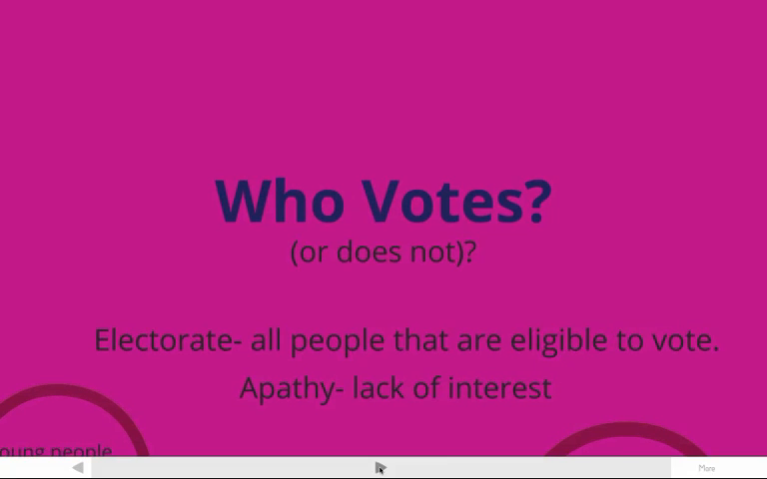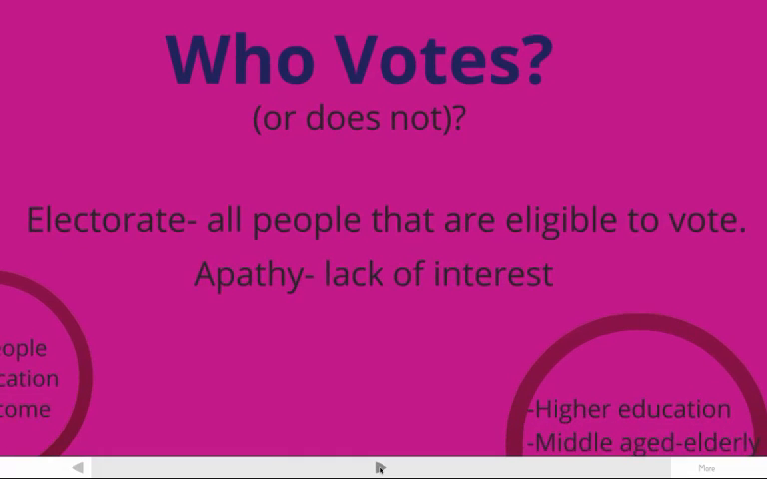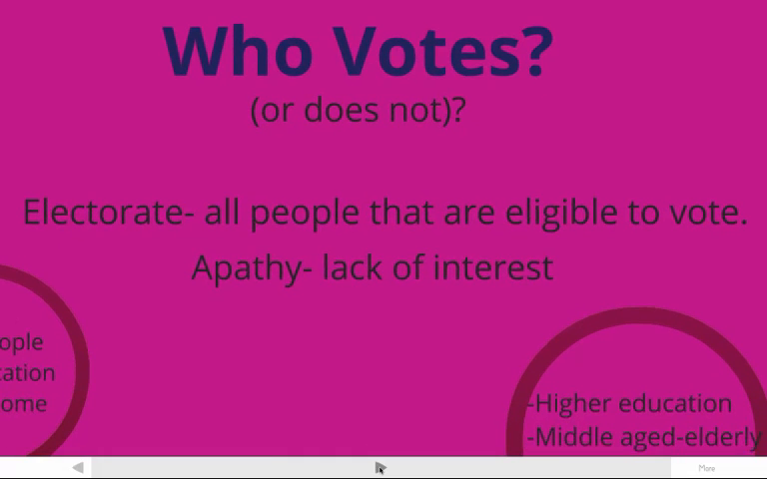Now, who votes? And that's a question you may have, or in some cases, who does not vote? Now, the people that can vote are known as the electorate. These are all people that are eligible to vote, and anyone that meets the criteria that we mentioned before is eligible to vote. But clearly not all of those people do vote.